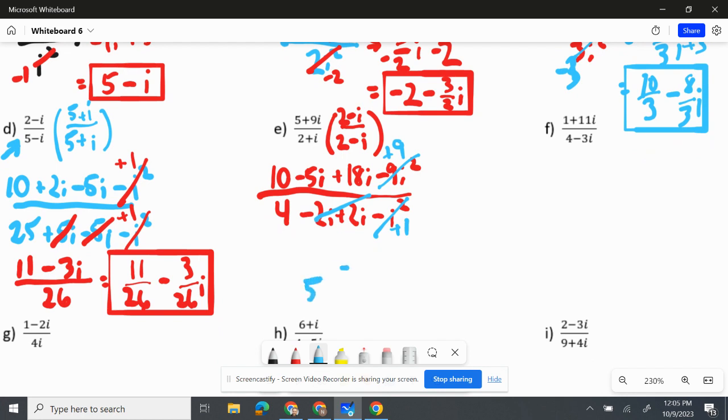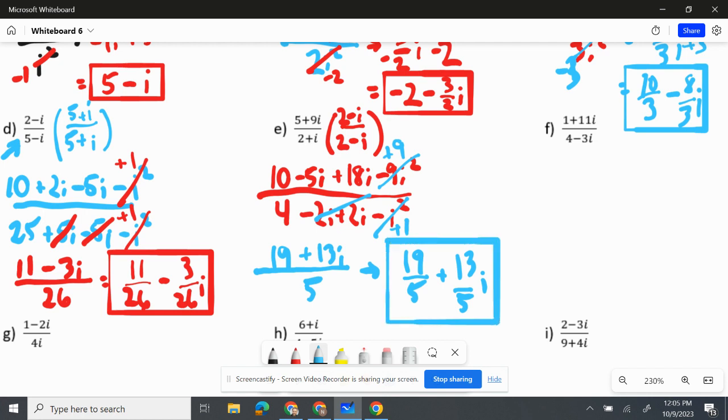So our denominator is 5. Our numerator, 10 plus 9 is 19. Negative 5 plus 18 is 13i. When I write it in standard form, that would be 19 over 5 plus 13 over 5i.